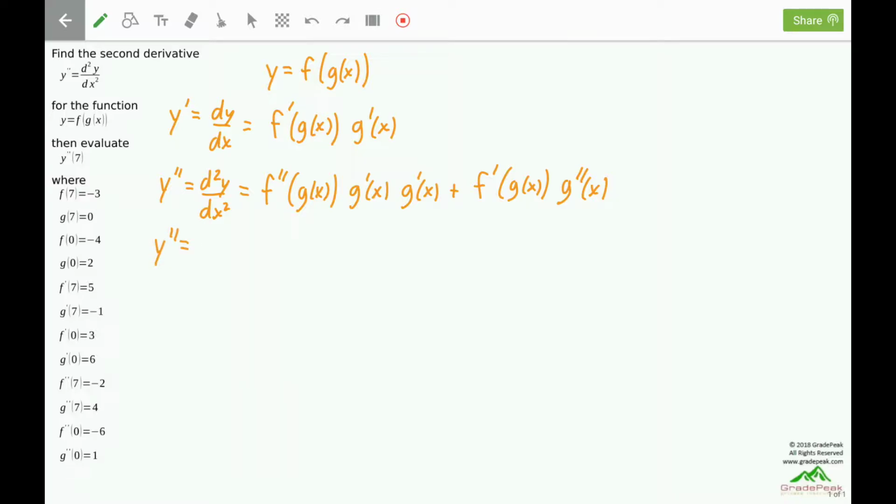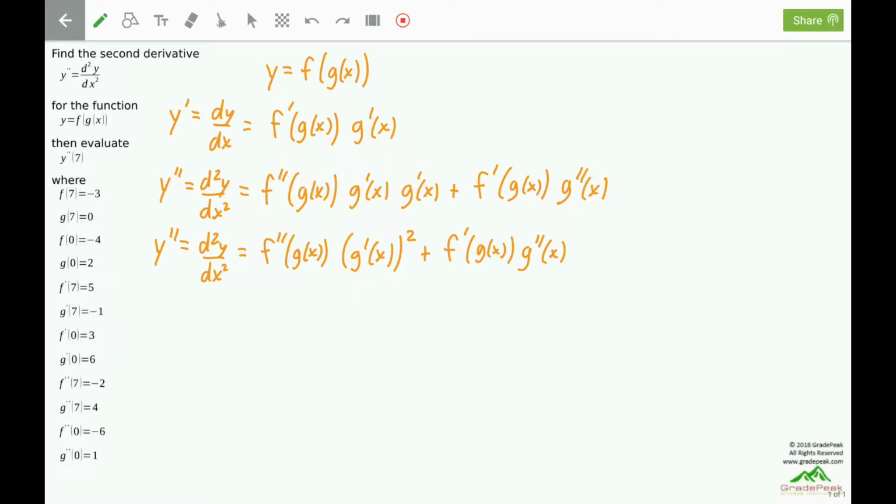So our second derivative, y double prime, or d squared y dx squared, will be f double prime of g of x times g prime of x times g prime of x, we can call g prime of x squared, plus f prime of g of x times g double prime of x.